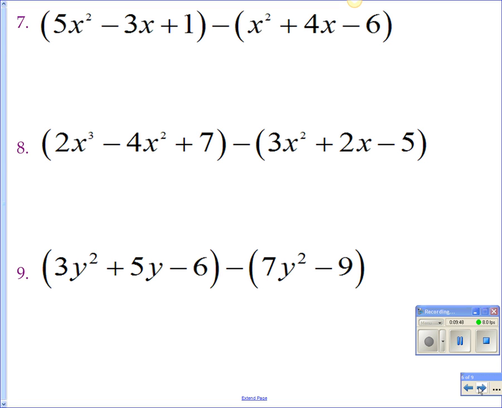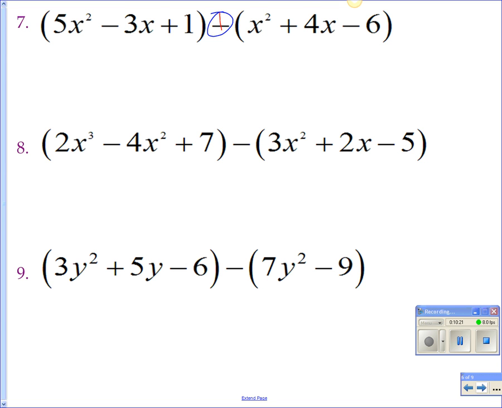Okay, can anybody tell me what's different about this one than the ones we were doing? It's subtracting. Here's what you have to be careful of. It's subtracting this whole thing. It's subtracting all of this. So what I want you to do is change the signs, and it'll help you get the right answer. Here's what I mean by this. Whenever you see a subtraction in parentheses, I want you to change it to a plus, but I also want you to change everything else.